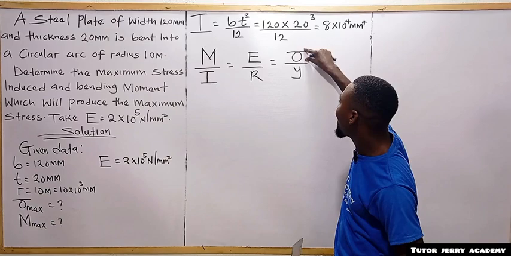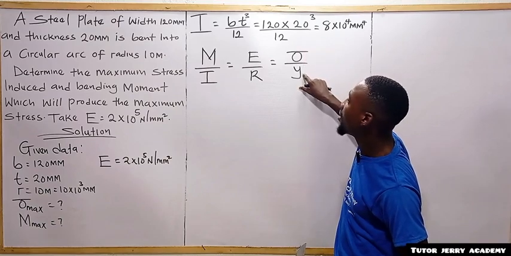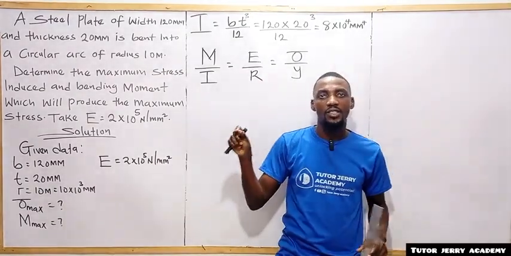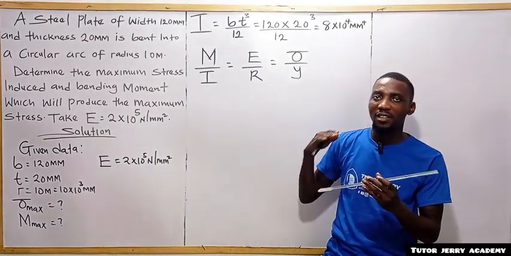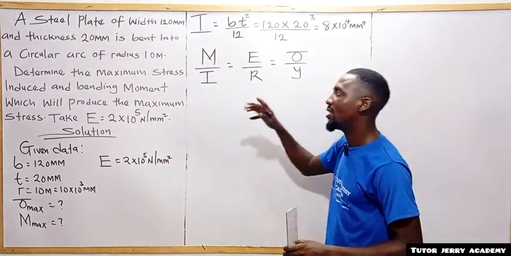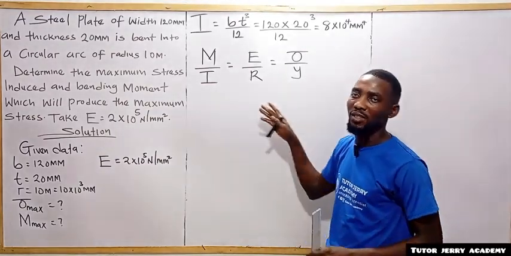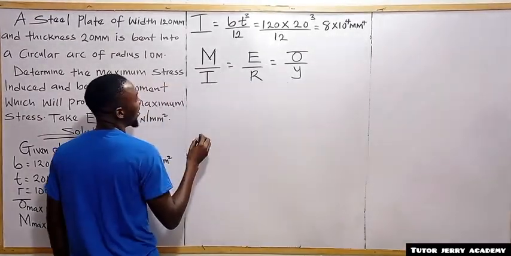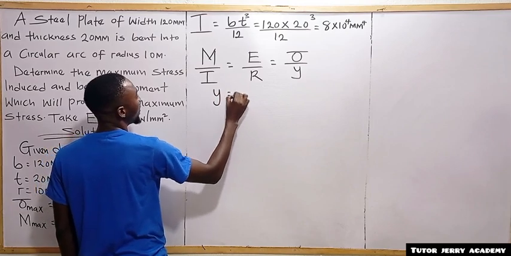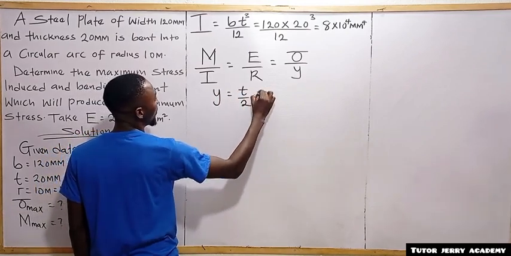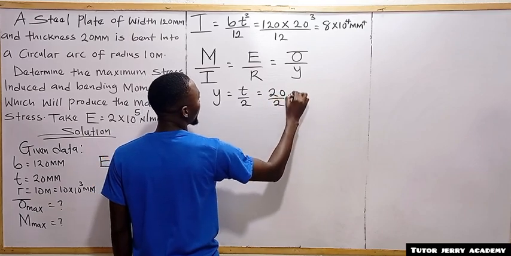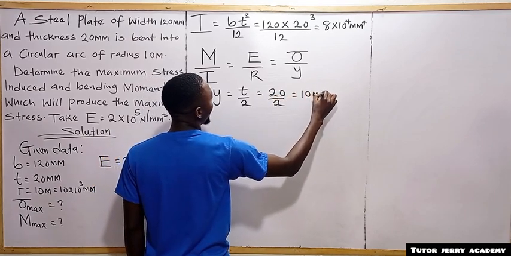And we want to find our stress. We haven't solved the value of our y. For a rectangular section, our y value, that is the distance from the neutral axis to the outermost part of that section, is going to be what? d divided by 2. So here it is going to be thickness divided by 2. So here our y is equal to thickness divided by 2, which is equal to, our thickness is 20. If you divide that by 2, you are going to have 10 mm.